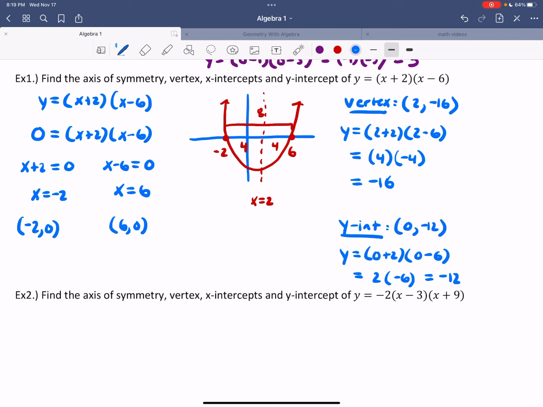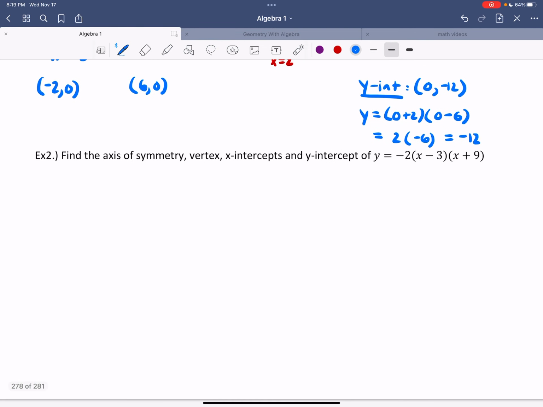Okay, let's try number 2. Okay, a new equation. Now, you can already tell by looking, same directions, but this one has a coefficient that's other than 1. In fact, the a value here is negative 2. So if the a value equals negative 2, that means that this parabola is going to open down. That's going to be an important thing to help us find our vertex. We'll keep that in mind.